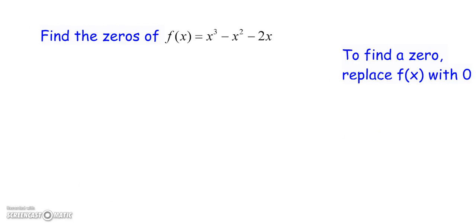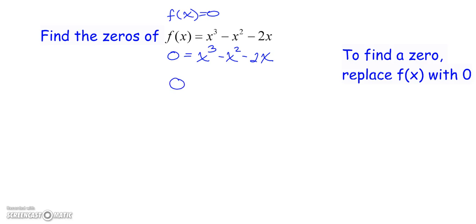For example, right here, find the zeros of this function. Well, if you factored before, then you found zeros before. You just never called them that. To find the zeros, you literally take your f of x and you replace it with 0. That's why it's called zeros. Here, if you set up this equation, then this looks like something you probably factored in Algebra 2.